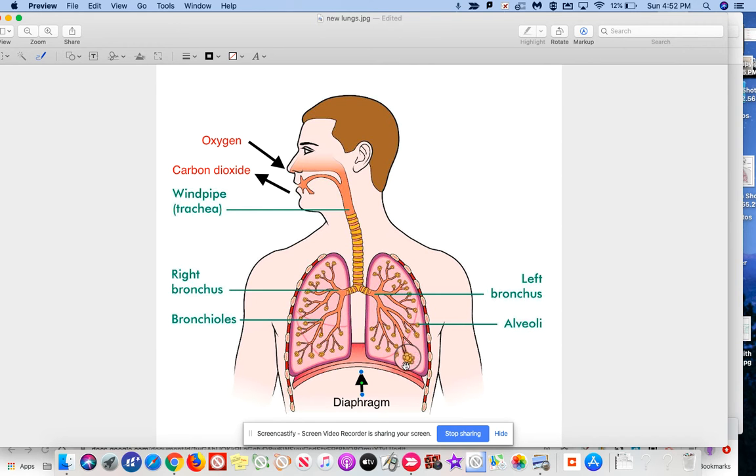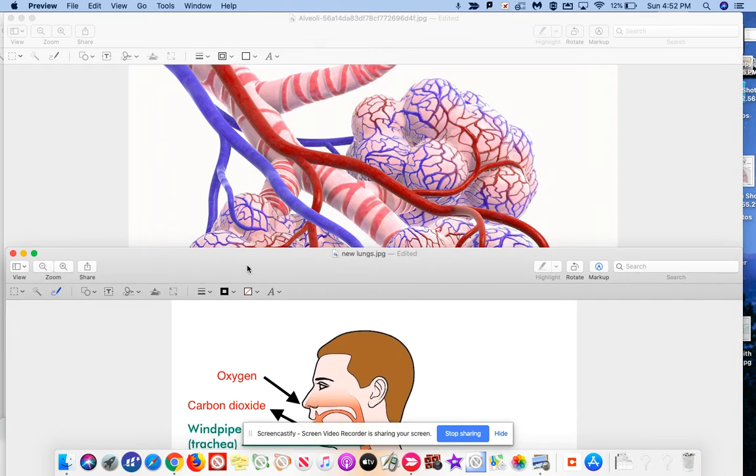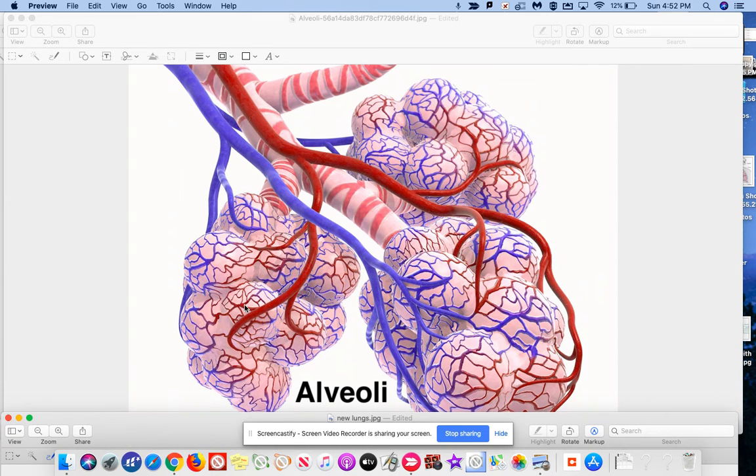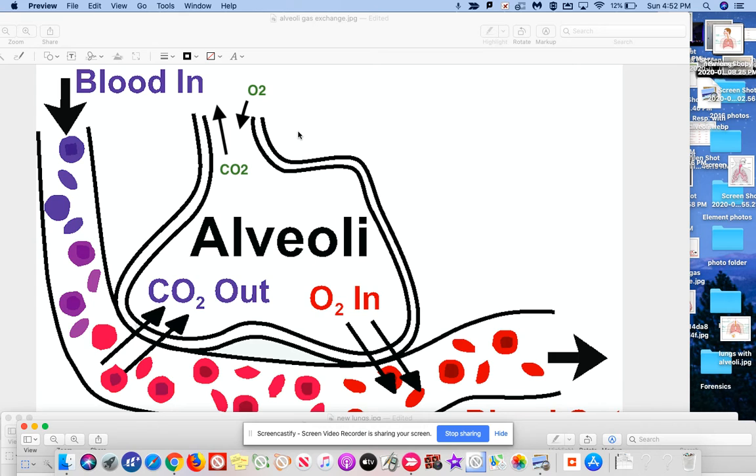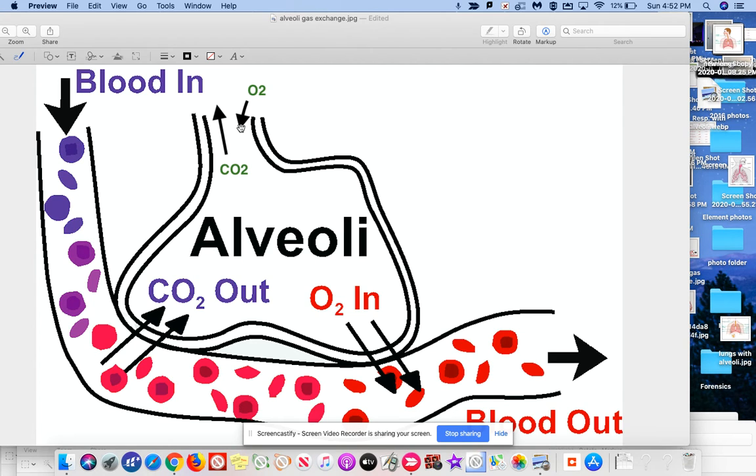So in the next screen, I want to show a close-up of what the alveoli look like. So this is a closer-up picture of the air sacs that would be in your lungs. So the air sacs have these blood vessels running along them. And this is what happens in those blood vessels. As the oxygen comes into the alveoli, the oxygen leaves the alveoli and passes into your bloodstream. So this would be your blood vessels passing by.